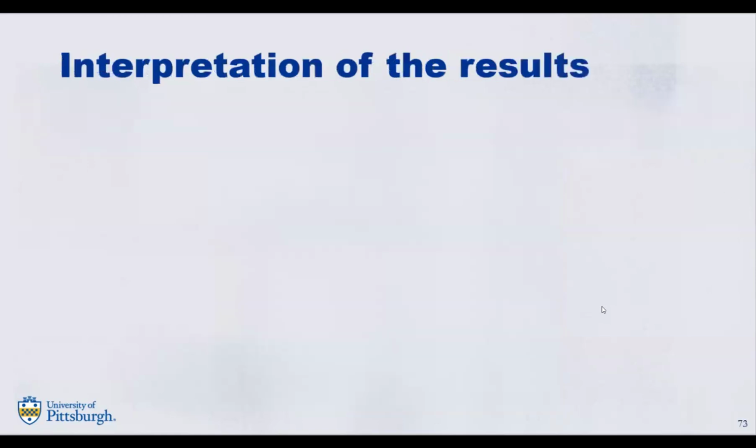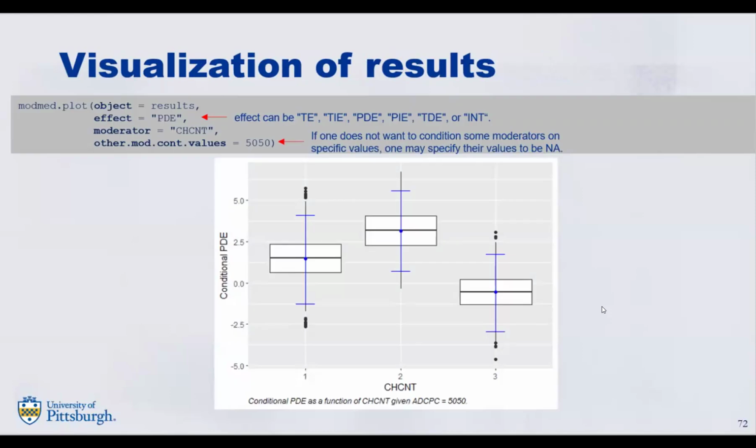And now, this plot can be used together with the original output. Remember, in the output, you can tell the conditional effect when the number of children at baseline is 2. And then you can also tell the difference in the effect between CHC and T equals 3 and CHC and T equals 2. And you can combine that output with this plot.